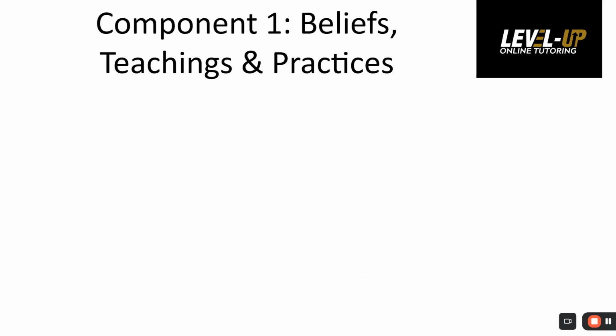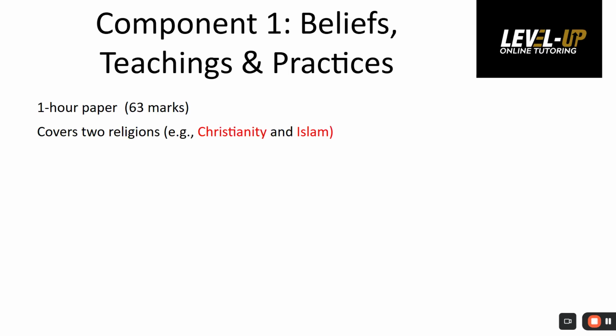So the first paper is component 1, and this looks at the beliefs, teachings and practices for the religions that you've chosen, Christianity and Islam, for example, because you will cover 2. That is going to depend on which religions your school has chosen to study. There's no right or wrong combination of religions. It might be that you're doing Christianity and Judaism or Hinduism or Buddhism or Sikhism. You could do any of the world religions.